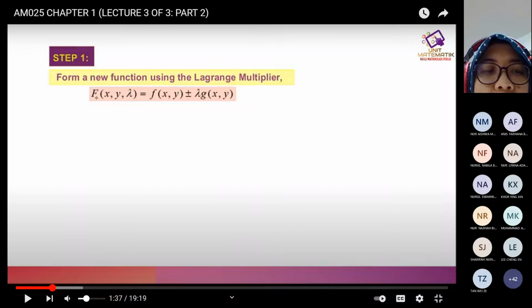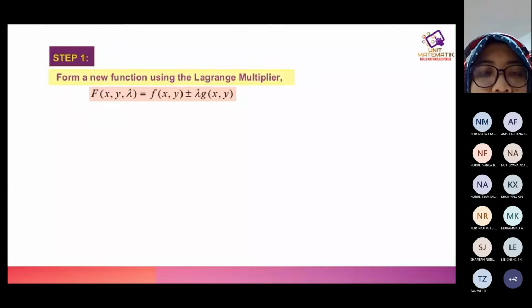Kita tulis guna capital letter F. Bila kita form a new function, guna capital letter F. Capital letter F ni merujuk kepada combination function f kecil ni dengan constraint. Okay, combination function dengan constraint. To use symbol plus or minus to combine the constraint.